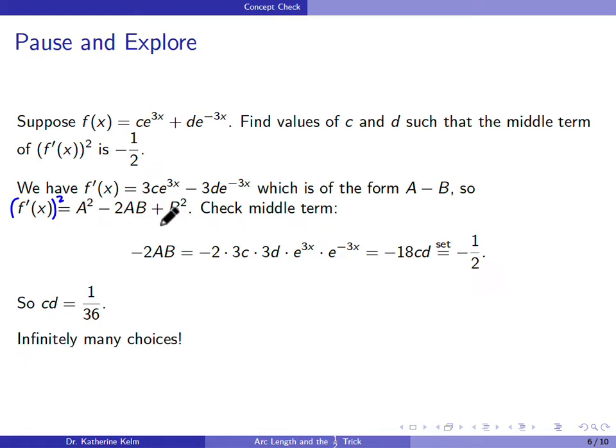So let's check the middle term. Negative 2ab equals negative 2 times 3c e to the 3x times 3d e to the negative 3x. And when we simplify, we get negative 18cd. So let's set this equal to negative 1/2. When we simplify again, we will see that cd must be equal to 1 over 36. So we have infinitely many choices for c and d, as long as they multiply together to give us 1 over 36.